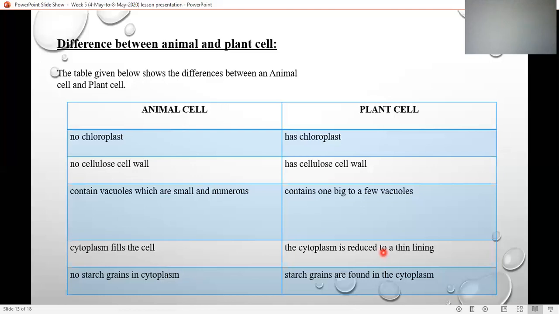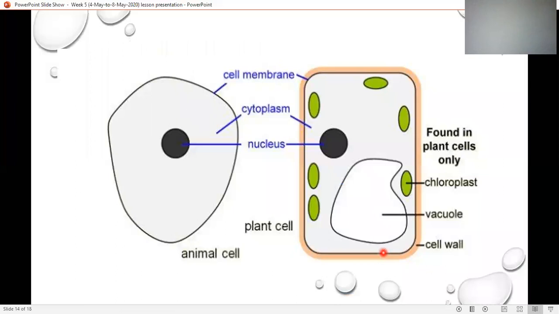What is the reason for that? Because animals can move to get food but plants cannot move to get food, so they have to have some stored food, so whenever they need food they can have that food. Okay, so now tell me which diagram is of the animal cell and which diagram is of the plant cell.